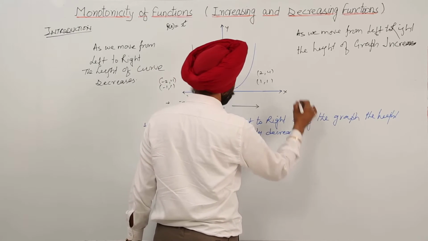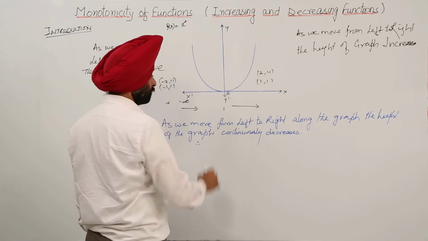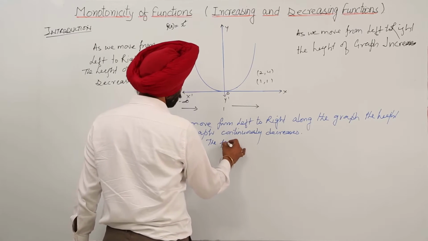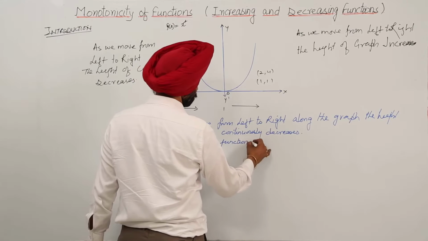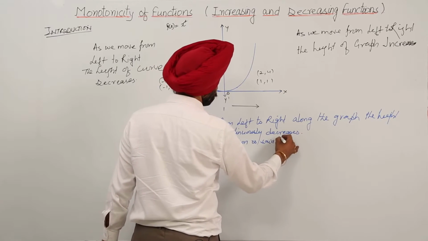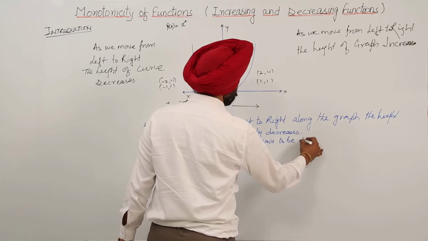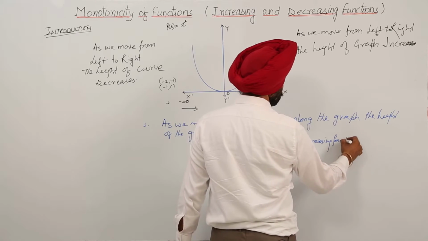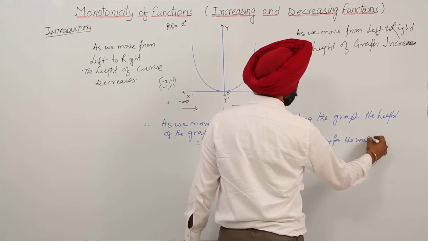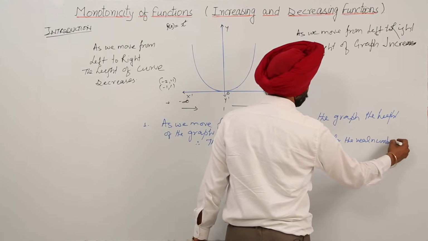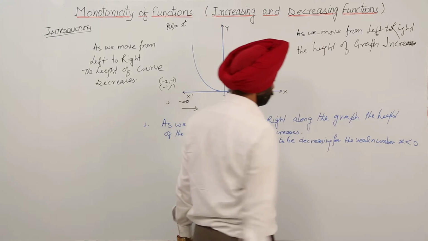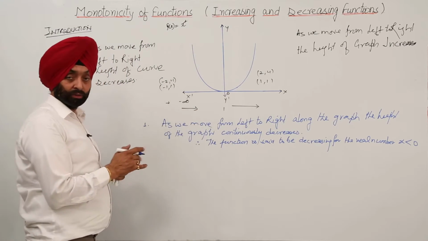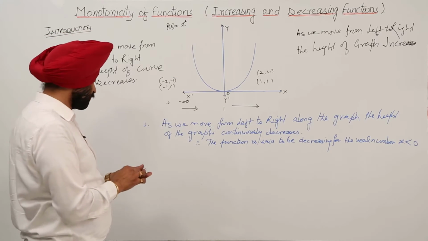Therefore, the function is said to be decreasing for the real number x less than 0, meaning from negative infinity to the origin, especially for this graph. Now number 2.